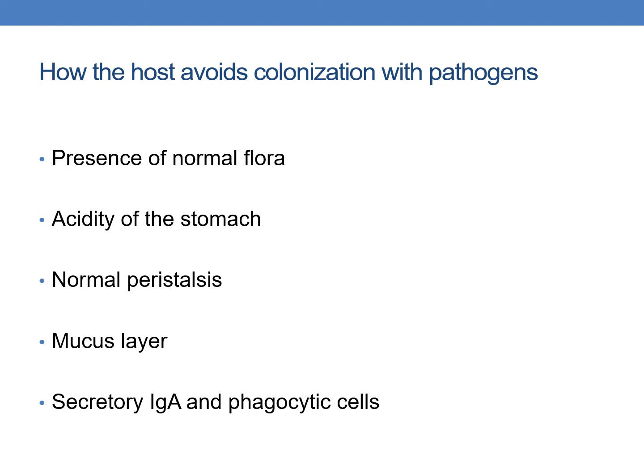Then we have normal peristalsis, which is the constant motion of the small intestine. We have a mucus layer where organisms are trapped or passed in the feces. And then finally, we have secretory IgA and phagocytic cells. Secretory IgA is an antibody found in the mucosal secretions of the GI tract, and it is also in the saliva and tears.